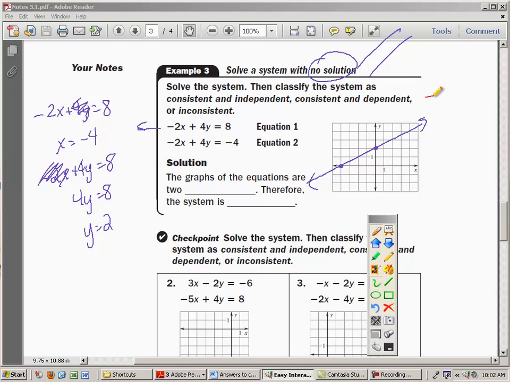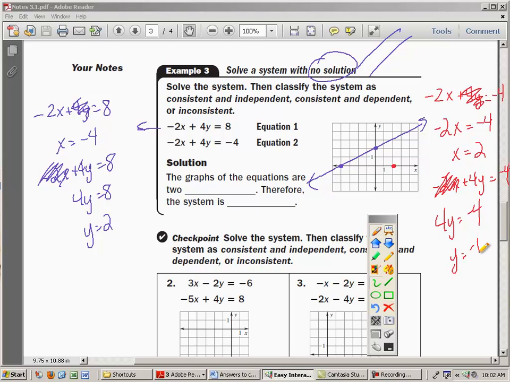Okay, so equation number 2 is going to look something like this. We can find the intercepts again. -2x plus 4y equals -4. So to find the x-intercept, -2x equals -4, so x equals +2. I get an x-intercept of +2, which is right there. Now to find the y-intercept, we plug in 0 for x. So I get 4y equals -4 and y equals -1. So my y-intercept is there.